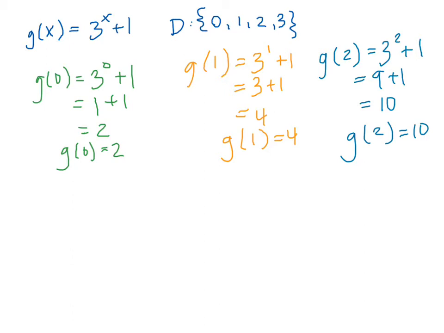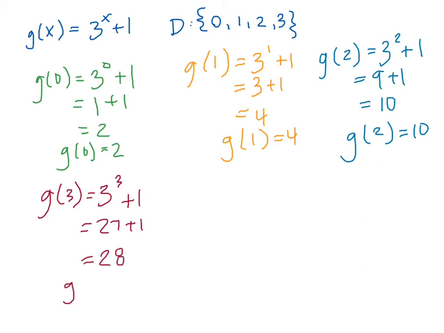And finally, we have g of 3 is 3 to the power of 3 plus 1. 3 to the power of 3 means 3 times 3 times 3. So 3 times 3 is 9, times 3 is 27, plus 1. 27 plus 1 is 28. So that means when my input is 3, the output is 28. g of 3 equals 28.